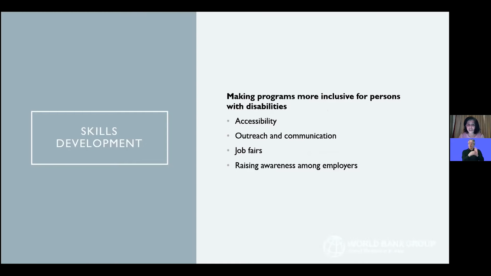On skills development, I won't spend too much time because in the following presentation my colleague will go into this. Basically, the overall recommendations are on ensuring existing programs are made more inclusive for persons with disabilities through a number of mechanisms, but largely improving accessibility and outreach, and also changing mindsets and attitudes of employers.